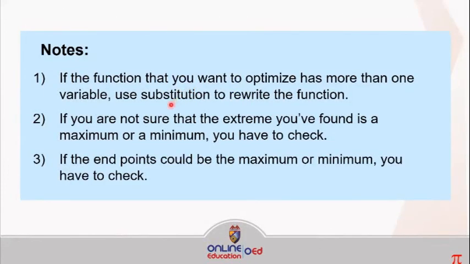One variable, use substitution to rewrite the function. And then for the second, if you are not sure that the extreme you found is a maximum or a minimum, you have to check. And then for the last, or for our number 3, if the endpoints would be the maximum or minimum, you have to check.